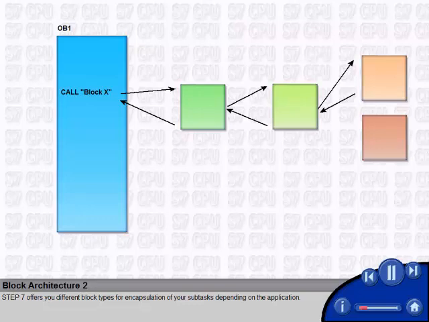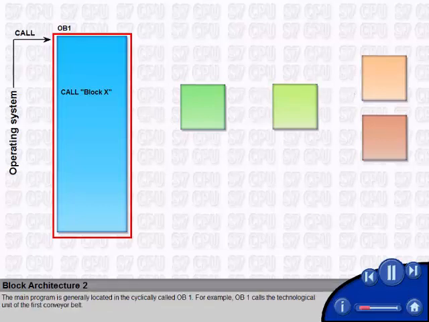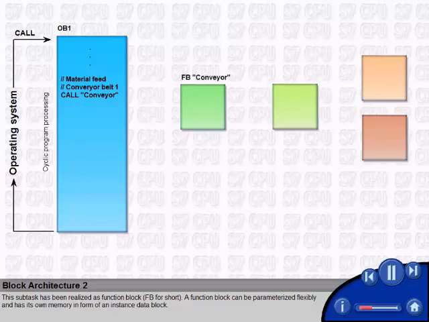Step 7 offers you different block types for encapsulation of your subtasks depending on the application. As shown in the preceding section on the execution system, the organization blocks are the interface between the operating system and the user program. The main program is generally located in the cyclically called OB1. For example, OB1 calls the technological unit of the first conveyor belt. This subtask has been realized as function block, FB for short.